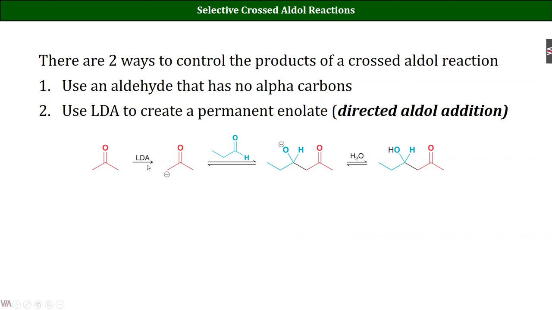So if you took acetone and you added LDA to make your enolate, and if we did try to isolate this, probably we would control this with stoichiometry. Just make sure you only add enough LDA so that the acetone is completely deprotonated, but without a whole lot of excess on either direction.